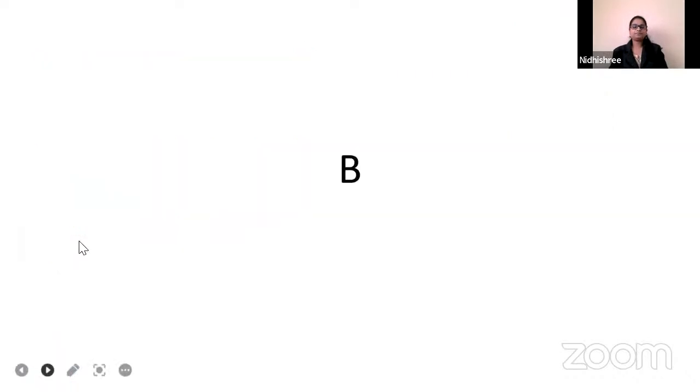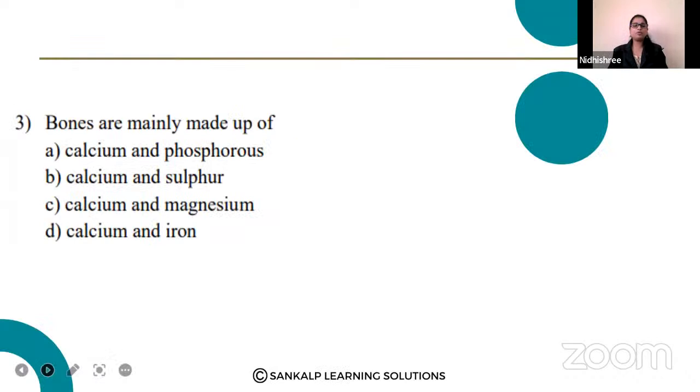Okay, then the third question goes like this: bones are mainly made up of calcium and phosphorus, calcium and sulfur, calcium and magnesium, calcium and iron. Yes, what is the answer, guys?